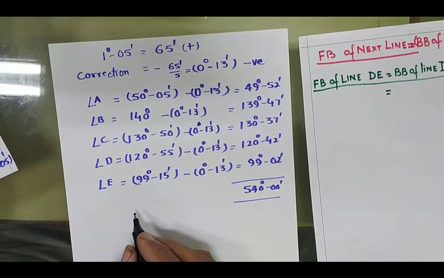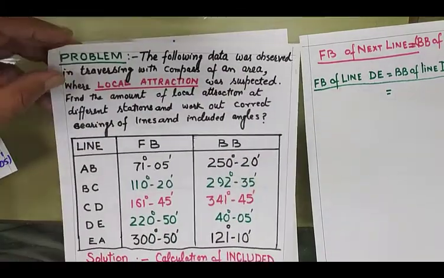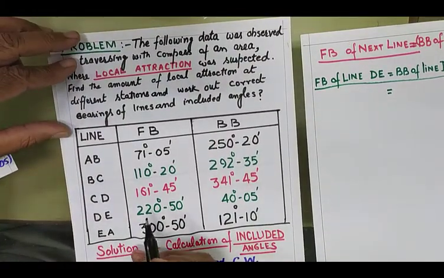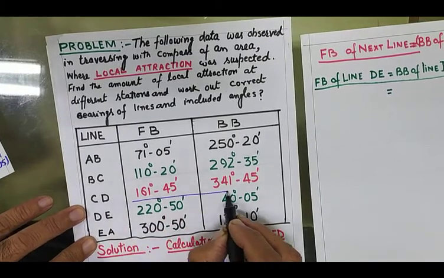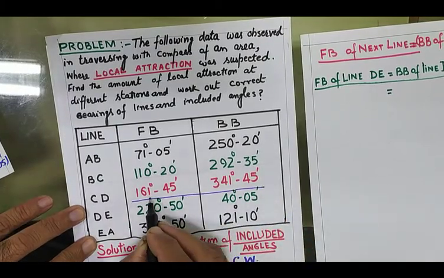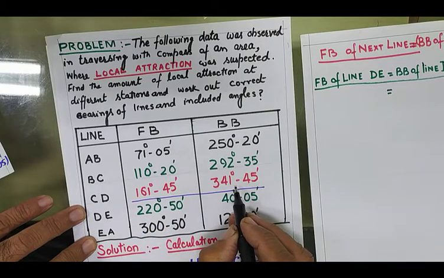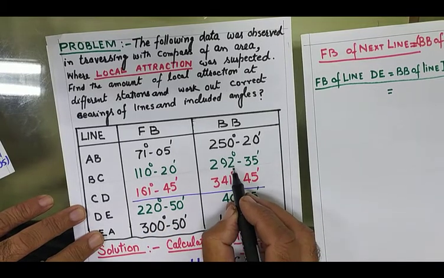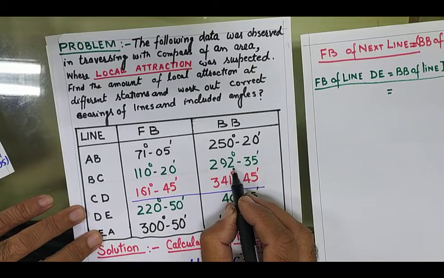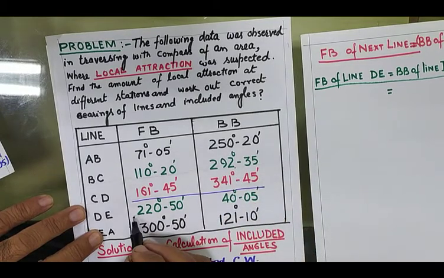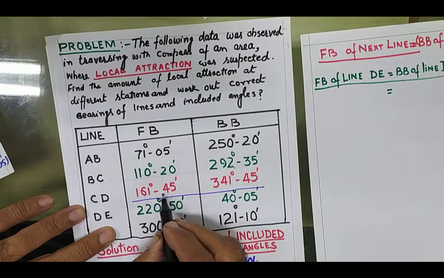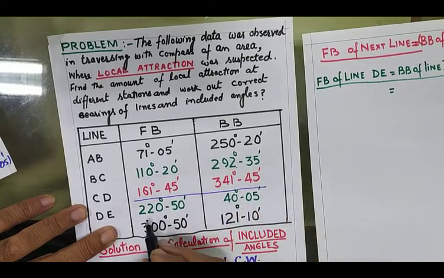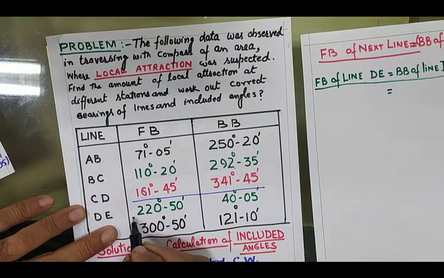As you have seen in the previous case, here you can see the line CD differs by 180 degree. It means these are correct bearings. As in the previous case, we assume the back bearing of line BC will be correct and the forward bearing of line DE will be correct. Now we have to assume these are two corrected bearings. So we have to start from the line DE.